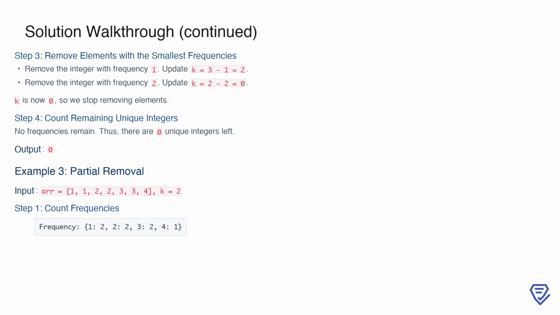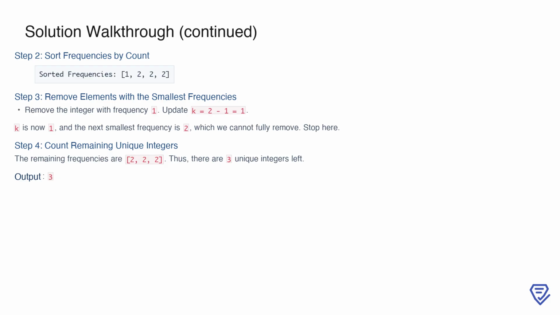In this case, the input is arr equals 1, 1, 2, 2, 3, 3, 4, and k equals 2. First, we calculate the frequencies, which are 1: 2, 2: 2, 3: 2, 4: 1. Once we have the frequencies, we sort them in ascending order, resulting in 1, 2, 2, 2. The smallest frequency is 1, so we remove the corresponding integer, which reduces k to 1.